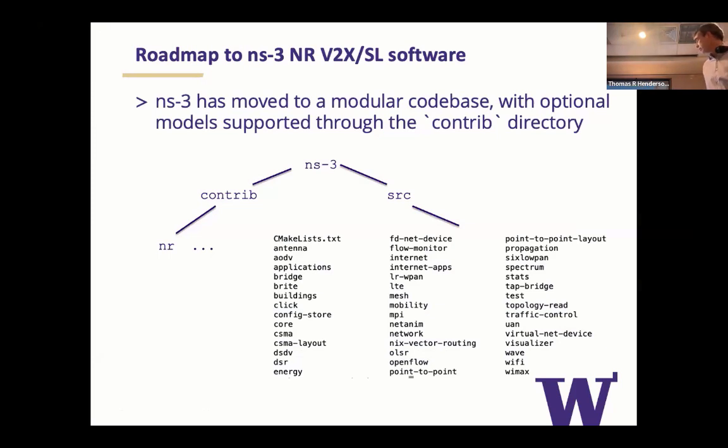So when you build NS3, you will see a lot of these legacy models or pre-existing models built in the source directory. But if you recurse then into a contrib directory, it's normally empty by default when you install NS3. But through our app store or just downloading things through GitHub or GitLab, you can populate this directory. And the new radio models are probably the most prominent example of that.